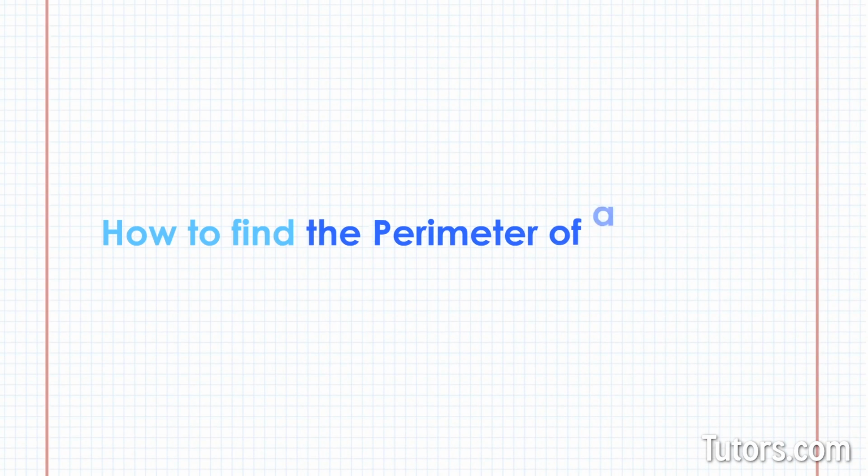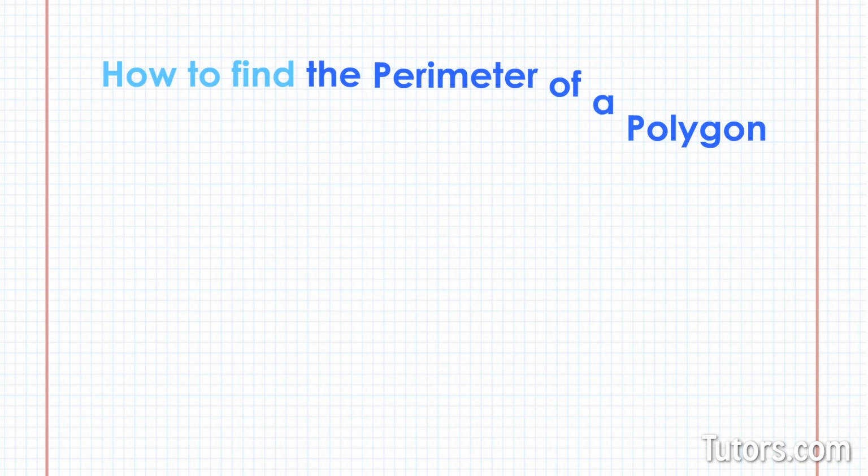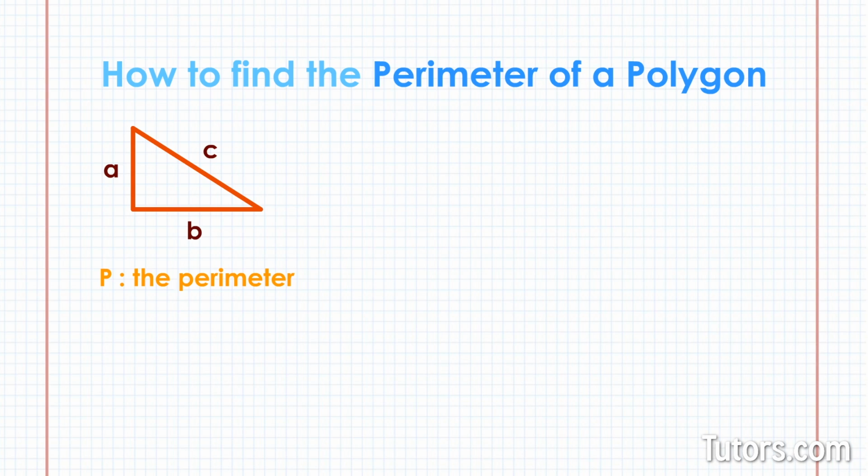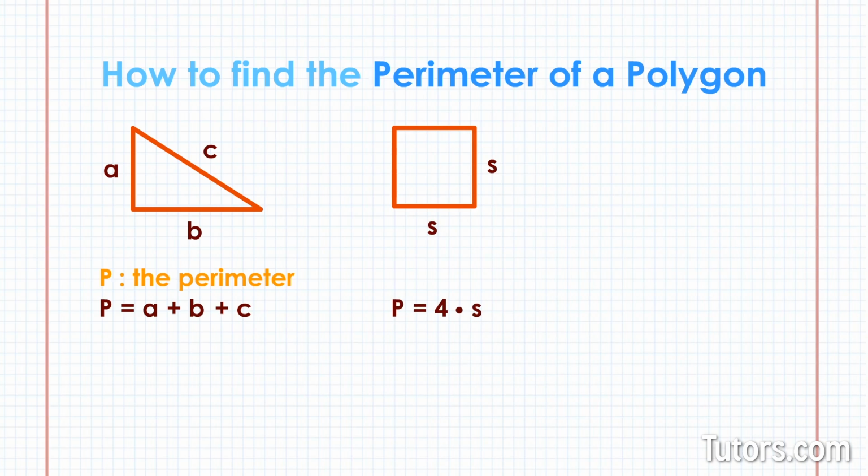How to find the perimeter of a polygon. Mathematicians have put many of these perimeter measurements into formulas to speed up calculations. Here are a few, where P is the perimeter. For a triangle with sides A, B, C, we use the formula P equals A plus B plus C. For a square with sides S, we use the formula P equals 4 times S.